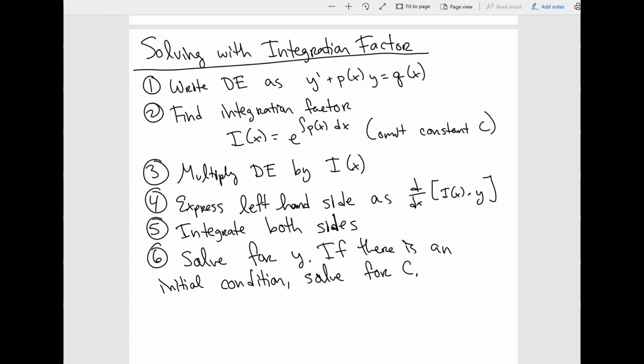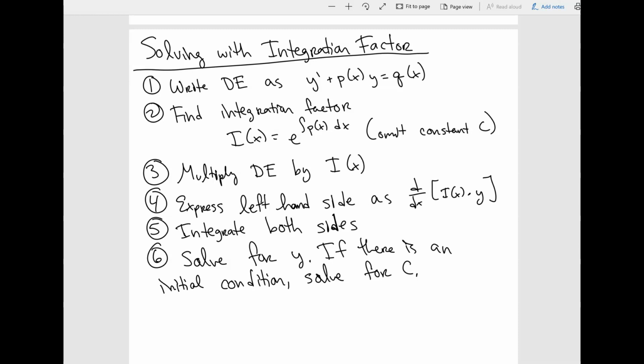So here are some directions on how to solve this differential equation with the integration factor. You can pause the video and write these directions down. The first step is to write the differential equation in this form: y prime plus p of x y equals q of x. As long as it's in that form, you are ready to proceed to step 2. If not, you might have to divide a couple of terms out to make it into that form.